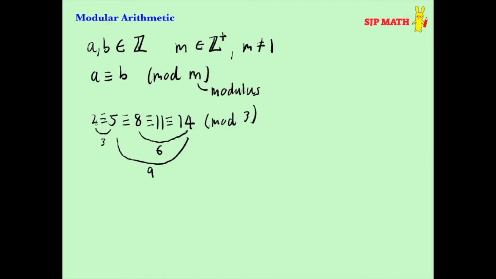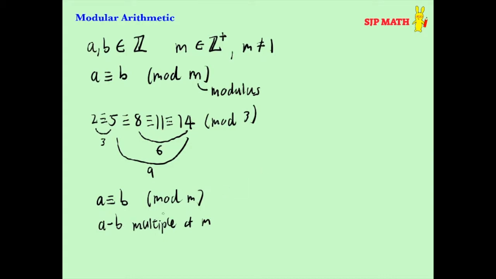So if we take the difference of any two numbers that are congruent in modulo 3, it is a multiple of 3. That's pretty cool. So what do you know from this? So if some integer a is congruent to some integer b modulo m, then this tells us that a minus b is a multiple of m. But why though? Well, this is pretty important info, but why?